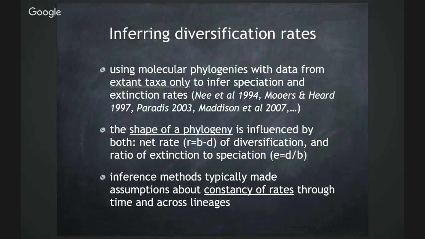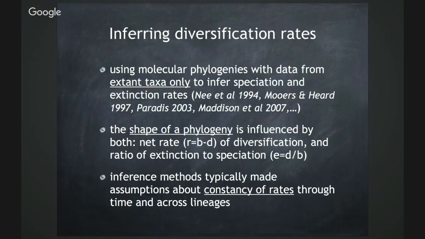And over the years there have been a number of inferences, mostly based on assumptions about constancy of the diversification rates through time and across lineages. So if one assumes that the rates are constant across time and they're constant for all different species, then one can make likelihood calculations about given certain birth and death rates for the process. In other words, given speciation and extinction rates in the tree, what is the likelihood that that phylogenetic tree actually came about?